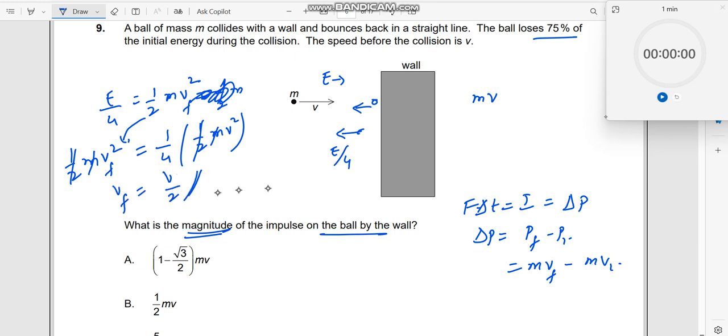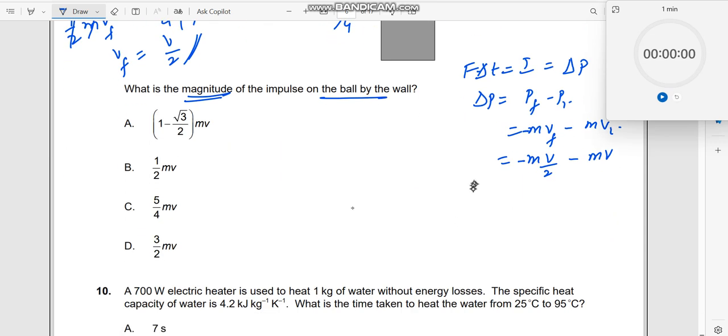So your final momentum should be equal to m times V final, which is mV divided by 2, minus m into V. Now if I consider this as positive, this should be negative, which means this should be negative. So what do I get here? I can now write this as equal to minus 3 mV divided by 2. So your delta P is equal to minus 3 mV by 2.